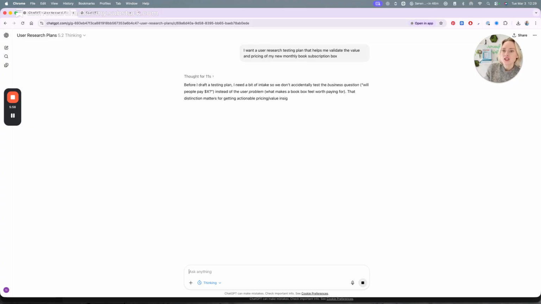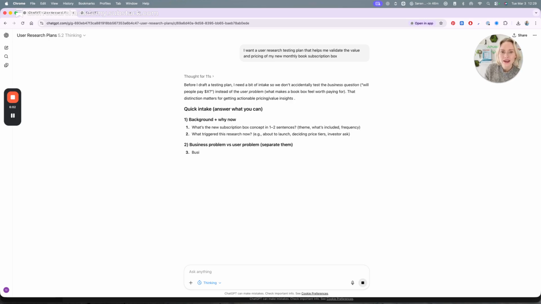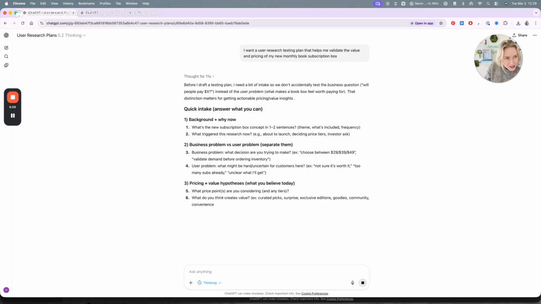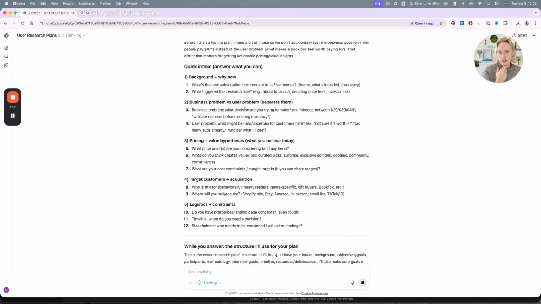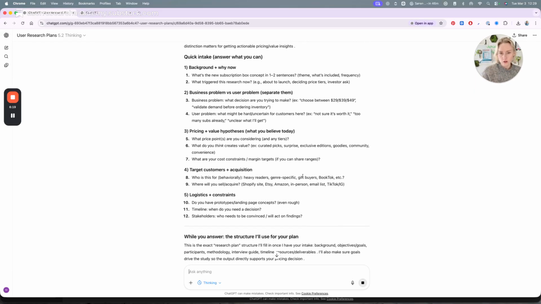And look at this. Before drafting a testing plan, I need a bit of an intake so I don't actually test the business question instead of the user problem. So we're already off to a better start. Now what this GPT will do is force me to answer questions. Granted, that's a lot of questions and probably quite overwhelming for a stakeholder.